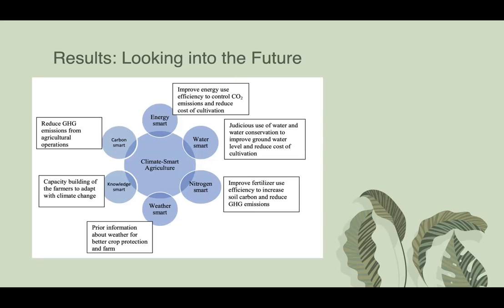So we can conserve our water to improve groundwater level and reduce the cost. We can be nitrogen smart, which will improve fertilizer use efficiency to increase soil carbon and reduce our greenhouse gas emissions. Next, we can be weather smart. So we can take prior information about the weather for better crop protection and farming. We can be more knowledgeable, which will help farmers adapt to our new climate change, make them come up with different methods that would adapt to our heat rising and temperatures changing. And the last thing we can do is become more carbon smart and reduce our greenhouse gas emissions from agricultural operations and come up with a new system or method.